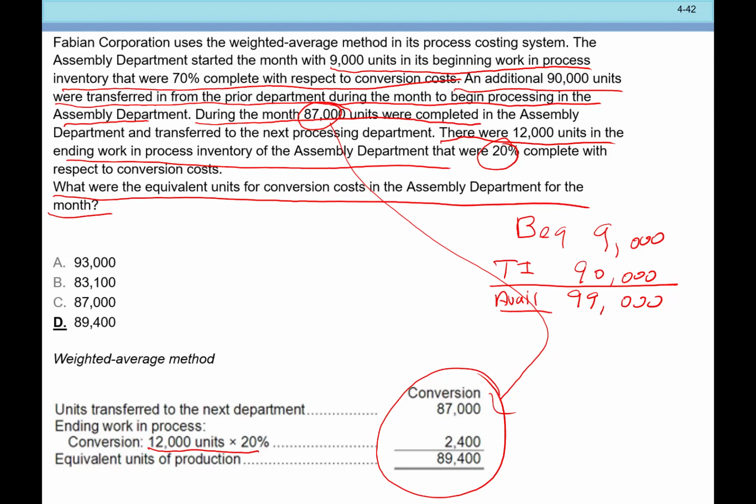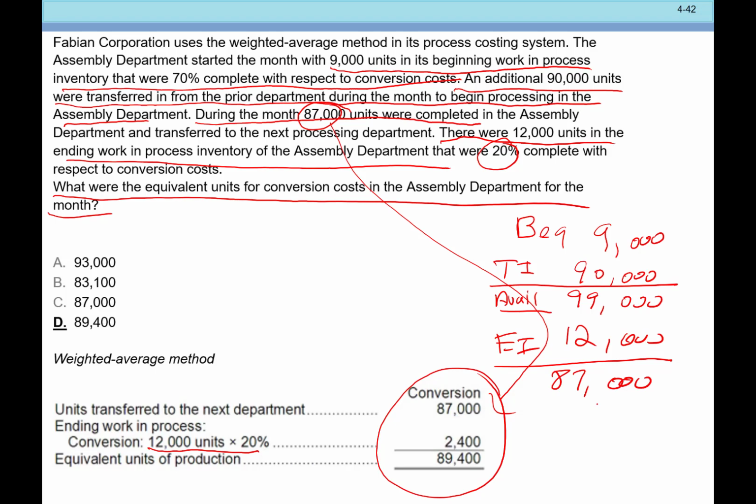99,000 units. And then there were how many units still left? 12,000. That's the ending inventory. If you subtract off 12,000, then they must have transferred out 87,000. So the kind version of the problem just gives you the number transferred out. If they don't give it to you, you can still calculate it out, can't you?